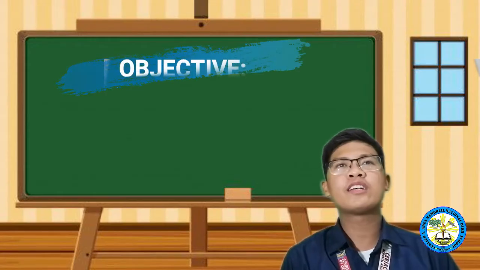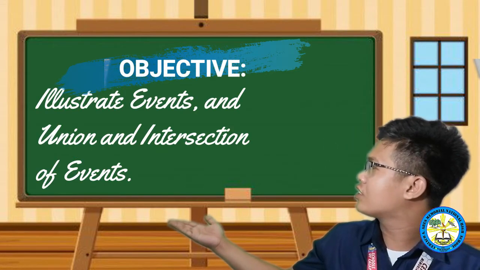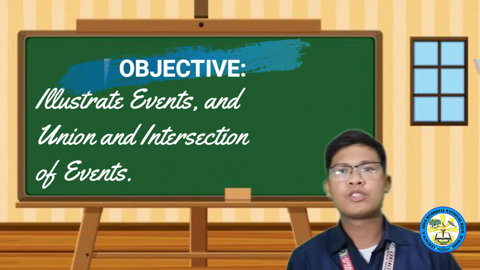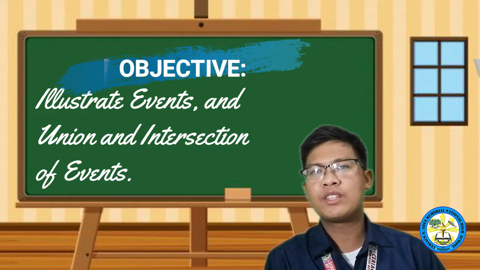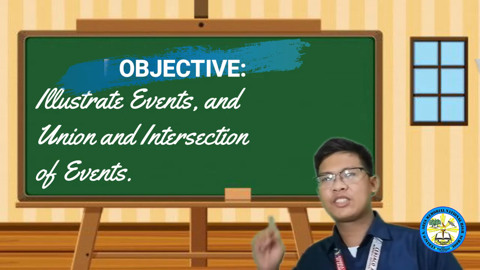So the topic is all about sets. The lesson objective is to illustrate events and the union and intersection of events. Now you know the objective of this lesson. Are you ready, grade 10, to learn something new? Let's go!